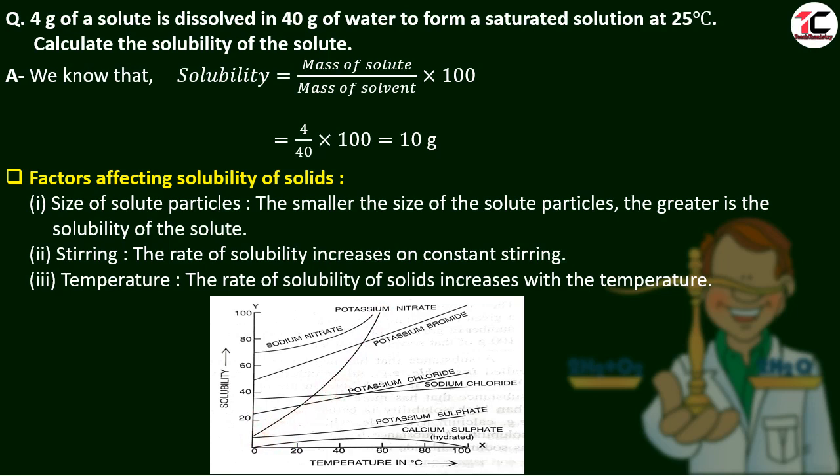For the second one, potassium sulfate, we can see here at 0 degrees Celsius it has some solubility less than 20, but as the temperature increases, solubility also increases. Temperature is at 60 degrees, then solubility is also increased. So solubility of the substances increases with rise in temperature.